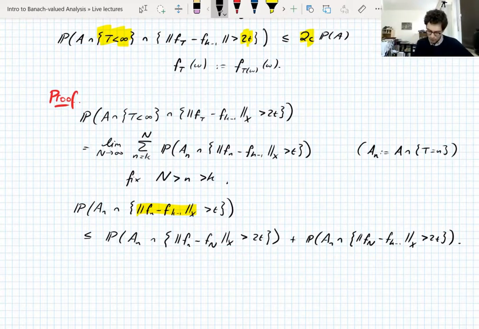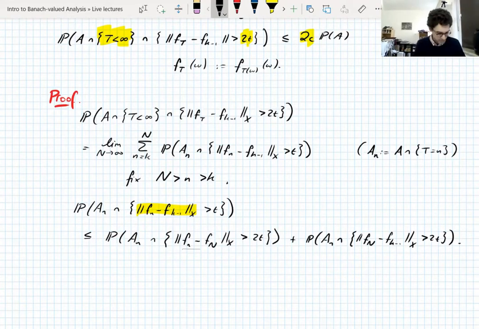If you haven't seen this before, if this oscillation is large, then because this oscillation is less than or equal to this oscillation plus that oscillation, one of those two has to be large as well. Is that how this works? Yes, something like that.